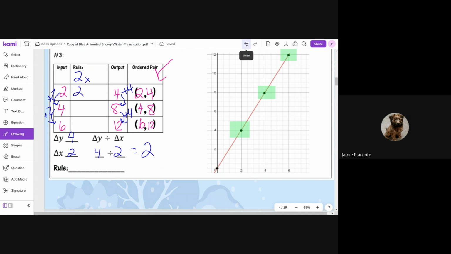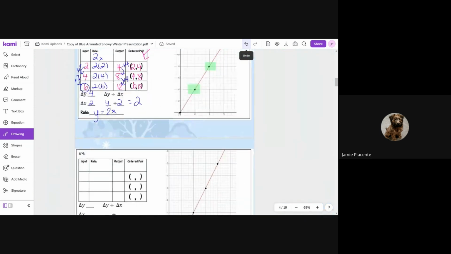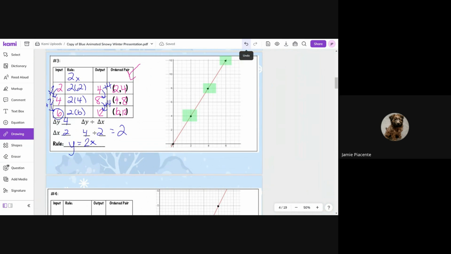2 times 2 equals 4. Okay. 2 times 4 equals 8. 2 times, sorry, not 4. I'm plugging in what this time? 6. 2 times 6 equals 12. So this one's actually a one-step rule. So our rule is y equals 2x. And that's all we have to do. We're done. There's no plus whatever or minus whatever. Hopefully we did really well on that one. Let's go down to number 4. Actually, I'm going to leave this for one more second just in case you need it.